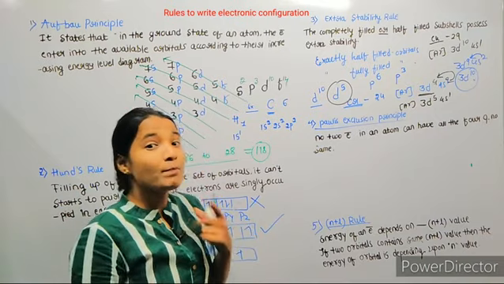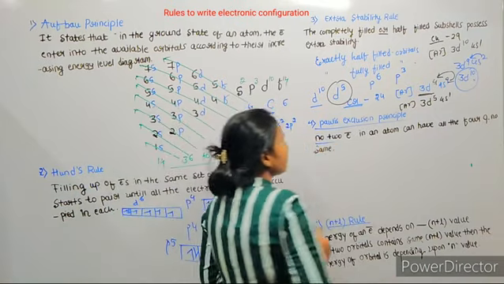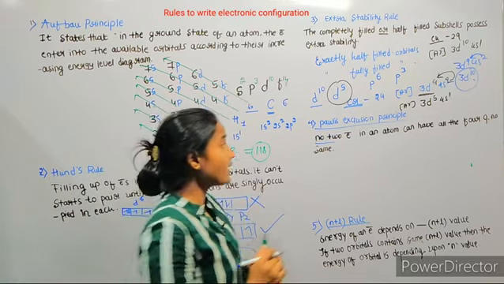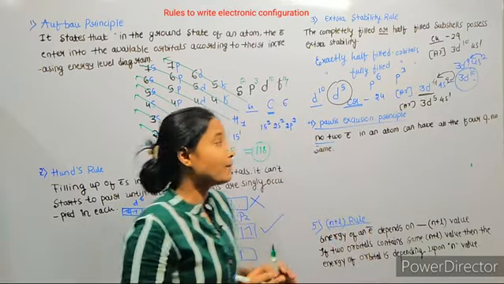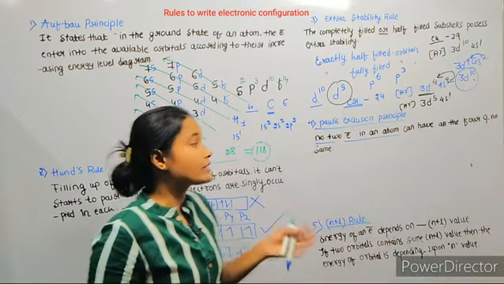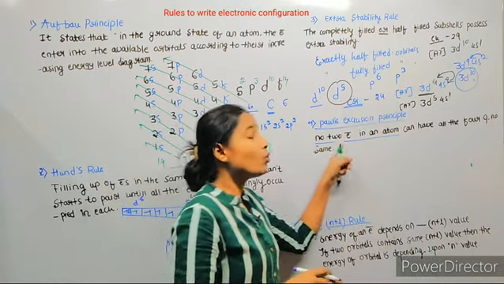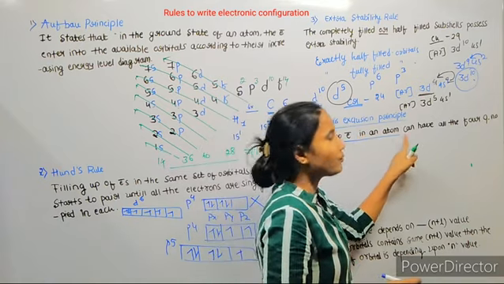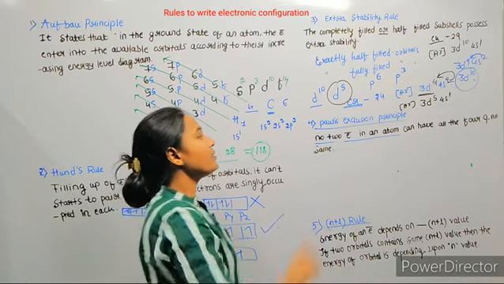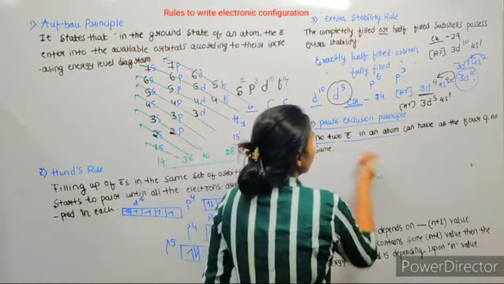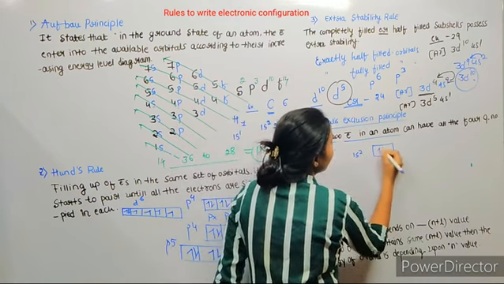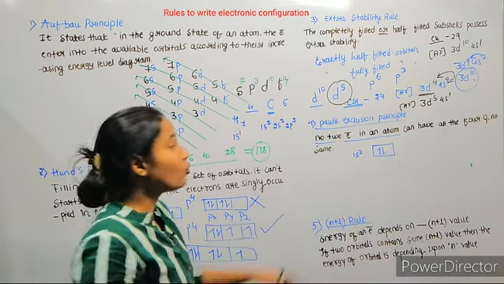Pauli's exclusion principle. Dear students, here you have to focus on this rule, that is Pauli's exclusion principle. Here no two electrons in an atom can have all the four sets of quantum numbers same. For example, 1s2 means the orbital contains two electrons.